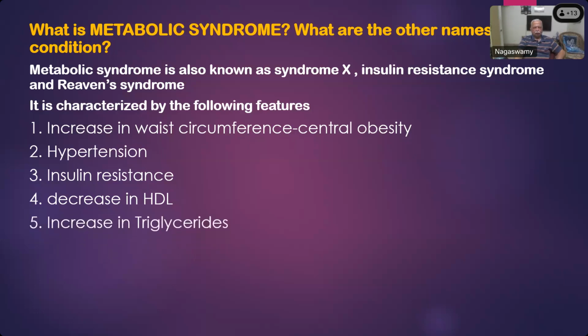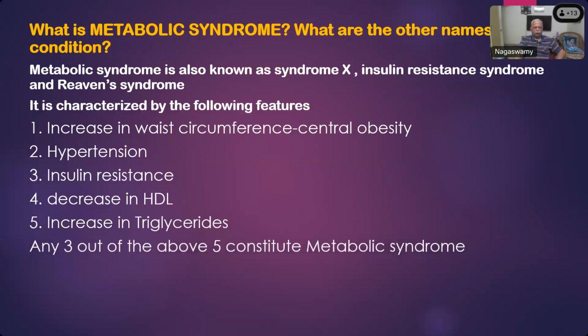So these 5 components are the characteristics of metabolic syndrome, but it is not necessary that you should always have all the 5. Any 3 out of the above will qualify the person to be called a metabolic syndrome patient. So increase in waist circumference, hypertension, insulin resistance, decrease in HDL cholesterol, and increase in triglycerides. Any 3 of the above will constitute metabolic syndrome.